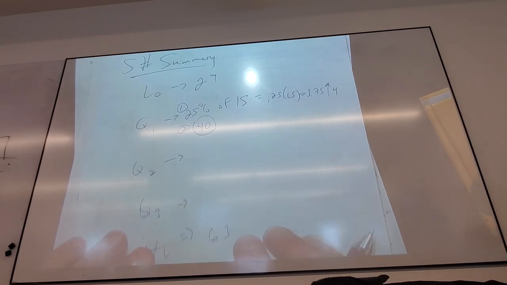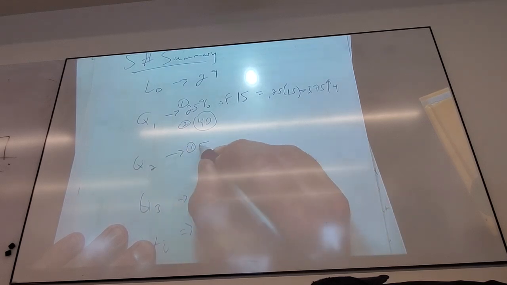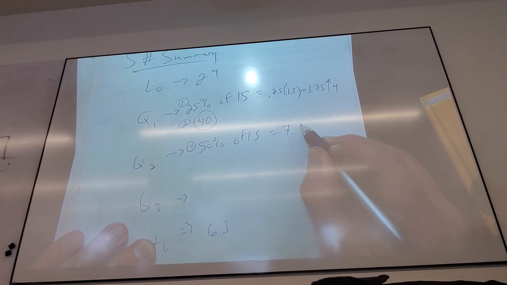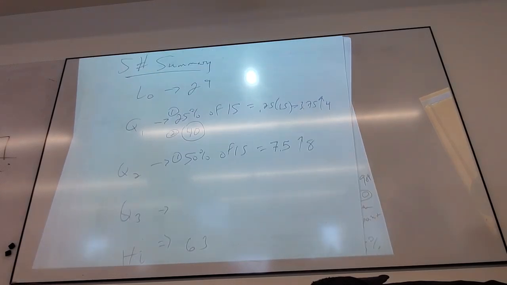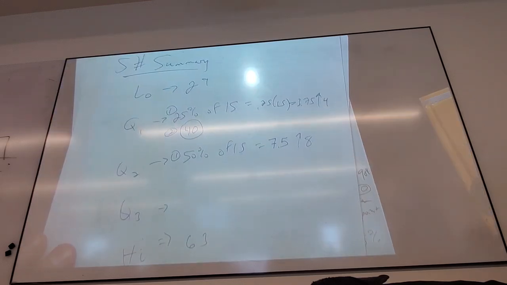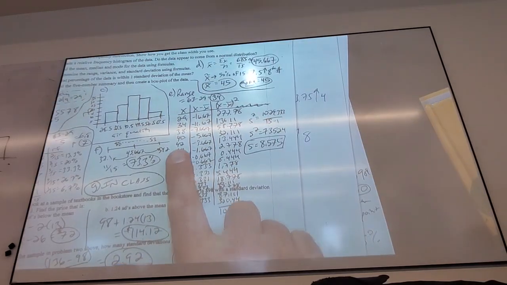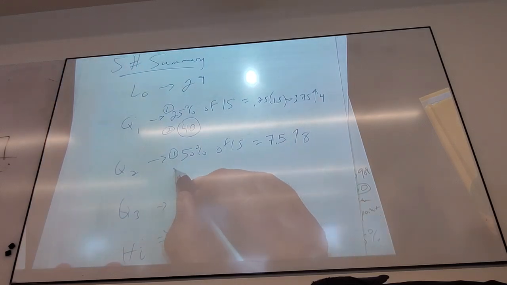And then they each work the same way. How do I do Q2? What's another name for Q2? 50%, P50, and also the median. So I would do 50% of 15. What's half of 15? 7.5. You guys okay? I'm going a little fast. So Q2 would be the 8th number. And if you go down, I get 45, is that right?